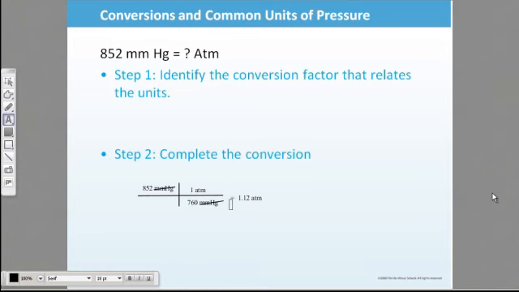Okay, so that's how we do our pressure conversions. We just simply look at that chart on the previous slide, determine which conversion you're going to use to get it from whatever you're given to what you need, which again typically it's going to be atmospheres.